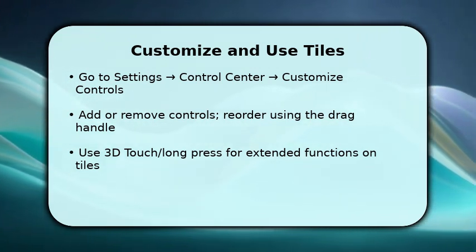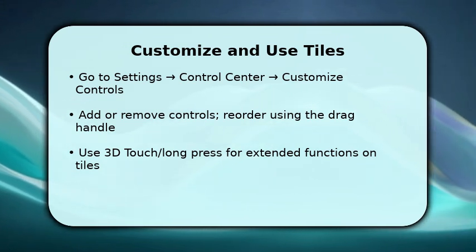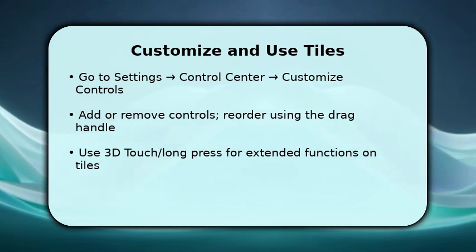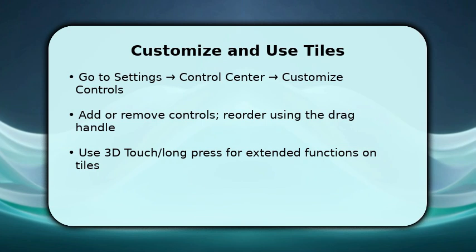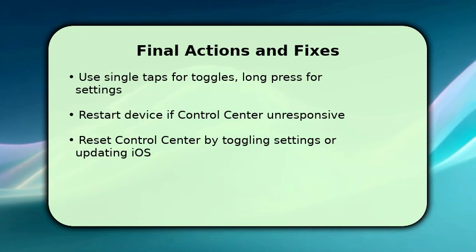When using the Control Center, long press or press firmly on a tile to reveal expanded options. This gives you sliders and extra actions without opening the app. Finish by practicing the actions. Single taps toggle things on/off, long presses open extra controls, and sliders adjust volume or brightness.